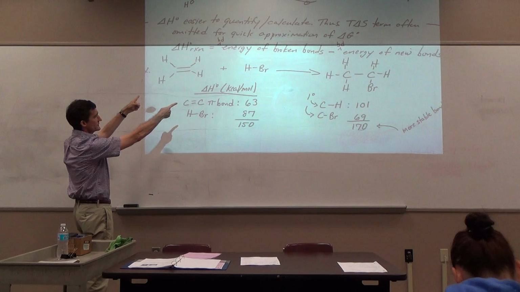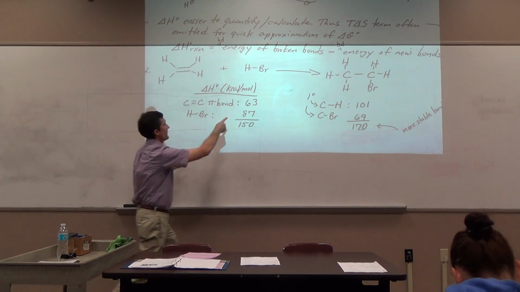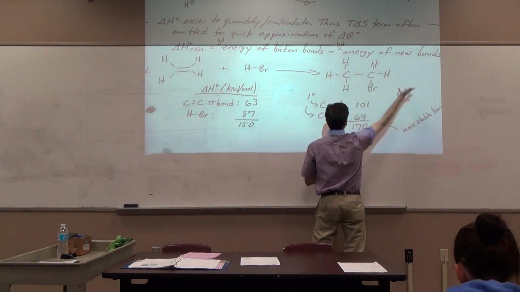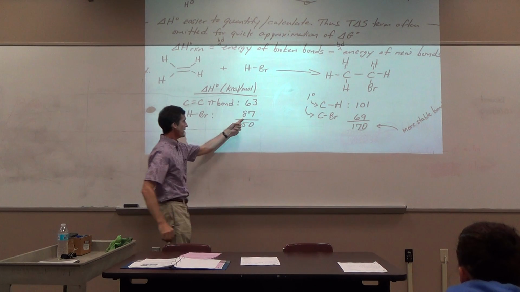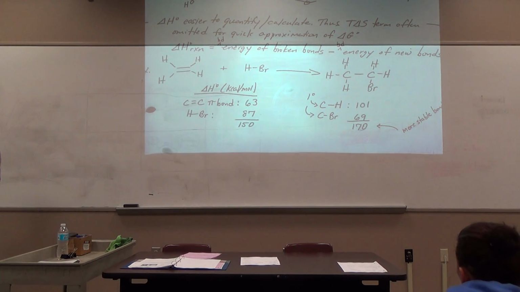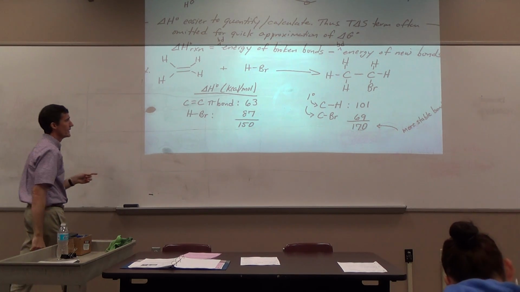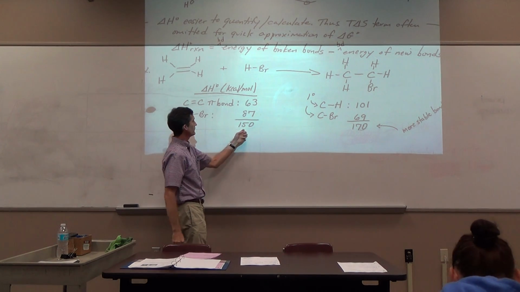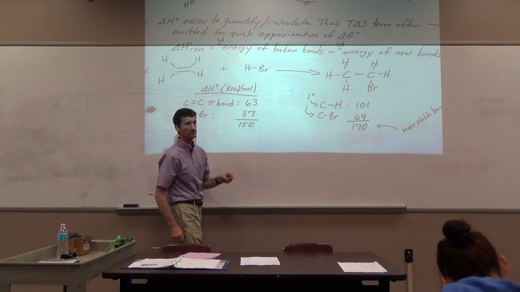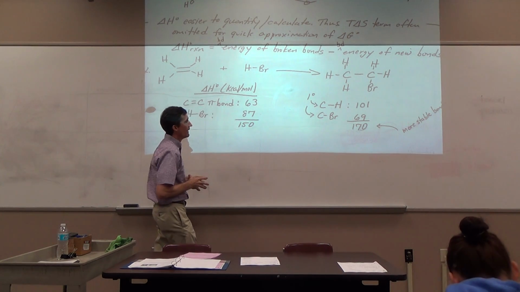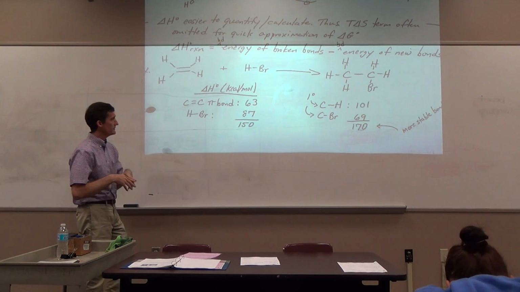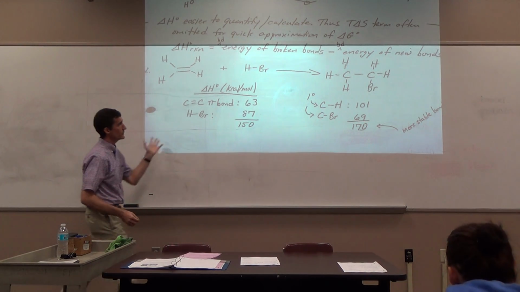What else is broken on this side? The HBr bond's broken, because I don't see an HBr bond over here. HBr bond is worth 87. That is in the table on the front. Now it may say 86, because some tables are off by a tiny little bit. They just vary from experimental. You add these up, you get 150. 150 what? Kcal per mole. That's the bond energy of the bonds that were broken. What bonds were formed?